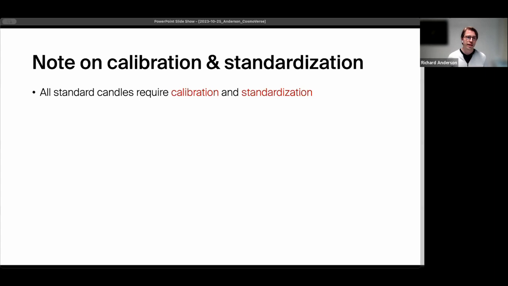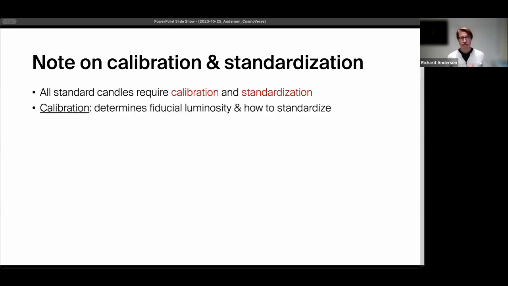I would like to say one short thing on calibration and standardization, and I apologize if this is maybe a little bit semantic, but I noticed that quite a few discussions have often gone about this, and so I wanted to express a few thoughts on it. The first is that all standard candles require calibration and standardization, because calibration tells us what is the fiducial luminosity of an object. That's kind of like the platonic ideal of what it should be, but it does correspond to something we can actually quantify.